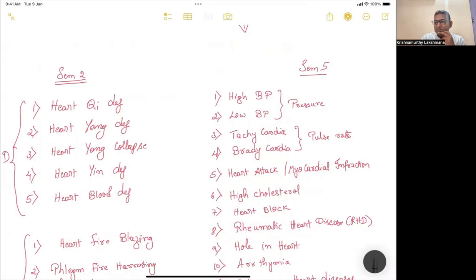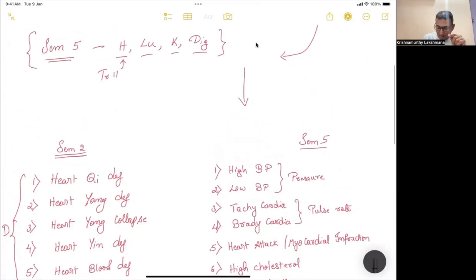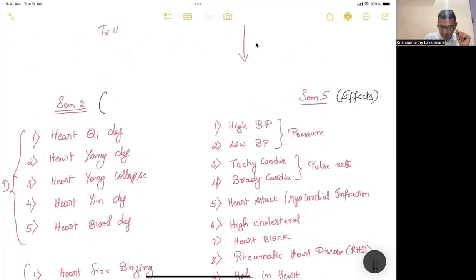Cause and effect. Hmm? Cause and effect. Who is that? Sunita, sir. Sunitanjali. Yes, very good. Excellent. So when I treat, these are all effects. And what is causing that effect? Are you able to understand?